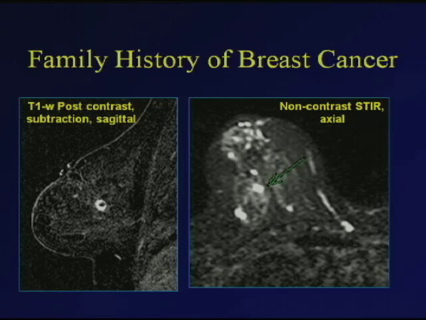This is a patient who also had a family history of breast cancer, and we did a screening MRI, and we found a ring-enhancing mass in the breast. We see that it's at about the nipple line, perhaps a little bit higher, and it's fairly deep in the breast, but central on the axial STIR image.